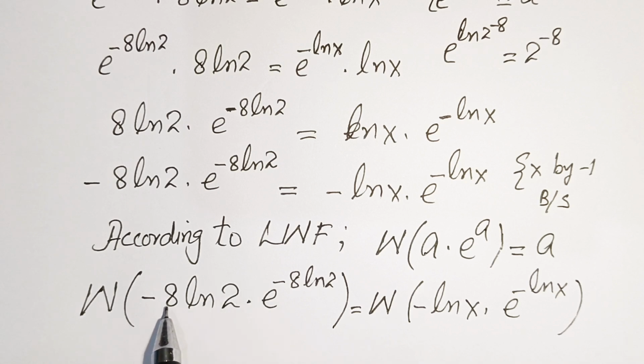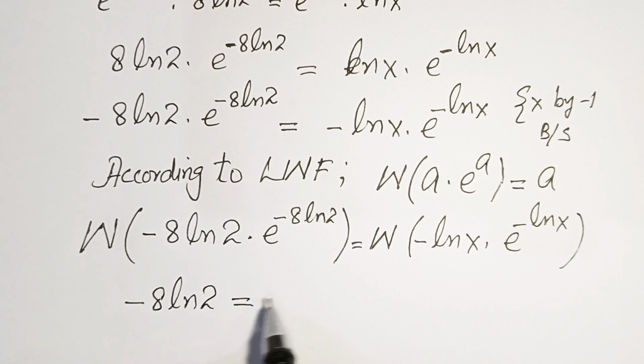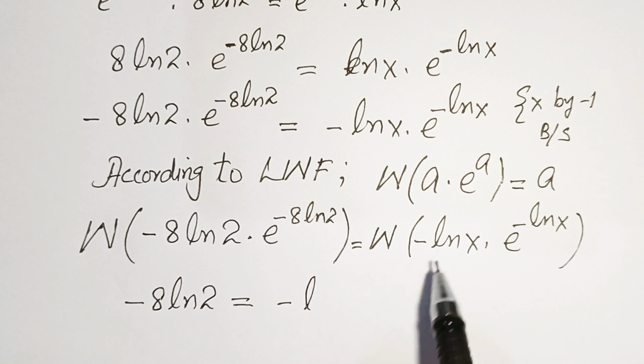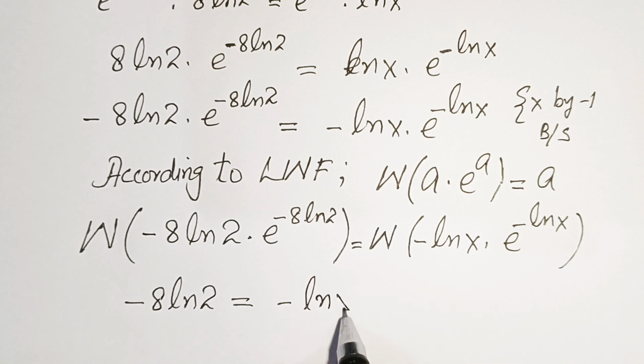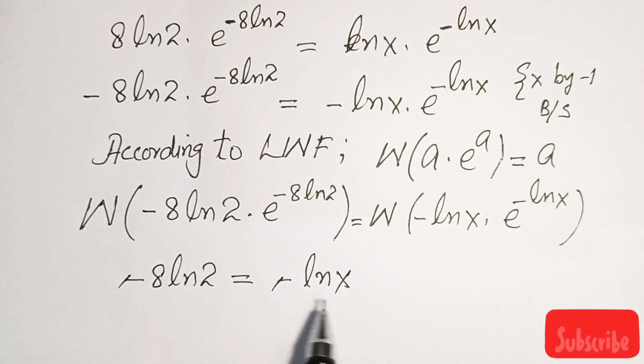So here we have minus 8 natural log of 2 and the exponent is the same. So we just write that it is equal to minus 8 natural log of 2, which is equal to, using the same function, minus natural log of x. Now cancelling the negative sign on both sides, we get that 8 times natural log of 2 is equal to natural log of x.